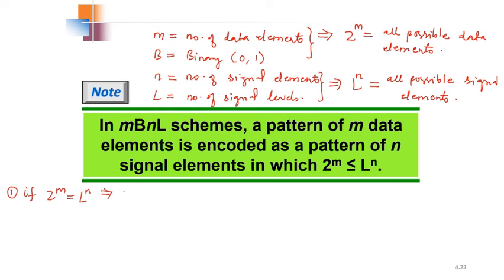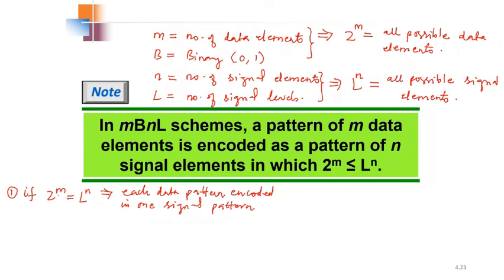Okay, so here it implies that each data pattern is encoded in one signal pattern.